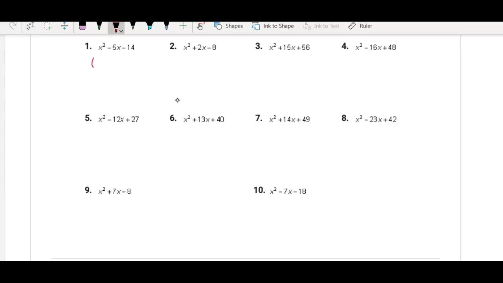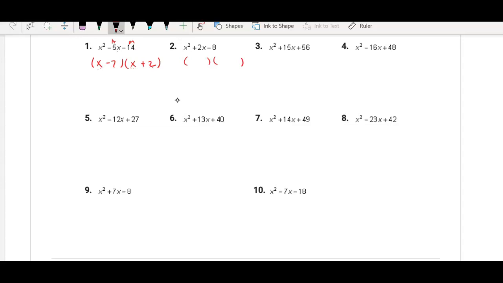So what multiplies to give me negative 14 and adds up to negative 5? I know the first two terms are x. Then what multiplies to give me negative 14 and adds up to negative 5? It's going to be negative 7 and positive 2. I can check my answer real quick. x times x is x squared. You get 2x minus 7x is negative 5x. And negative 7 times 2 is negative 14.